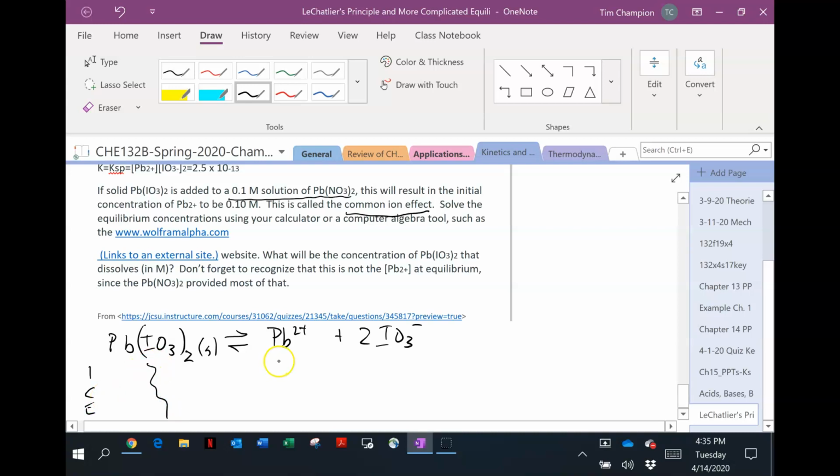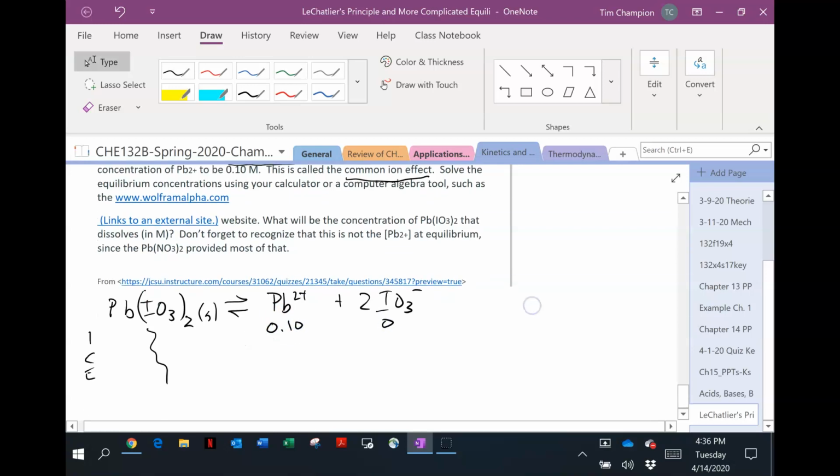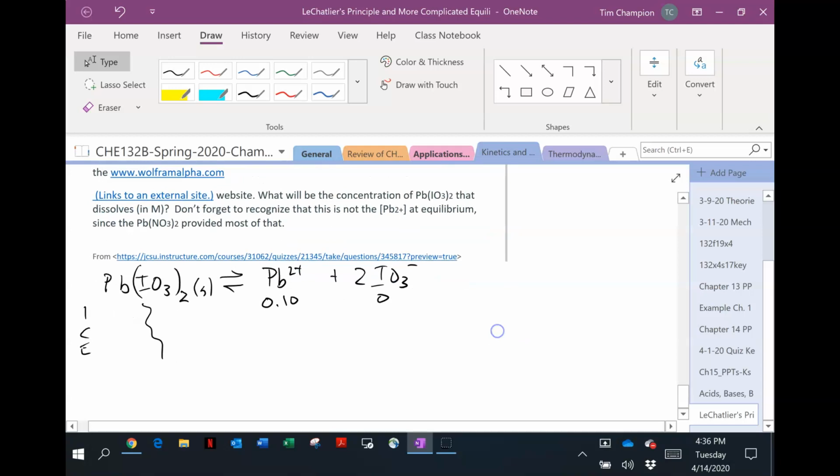Instead of being 0, the lead concentration is initially 0.1, the iodate is 0. Now if you think about this from a Le Chatelier's principle point of view, we've added product. That's going to shift the reaction back towards the reactant, so it's going to be much less soluble. So let's take a look at what we get.